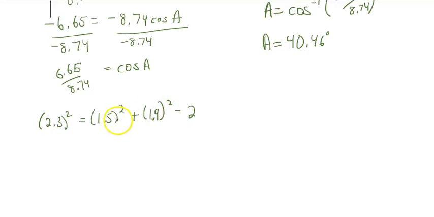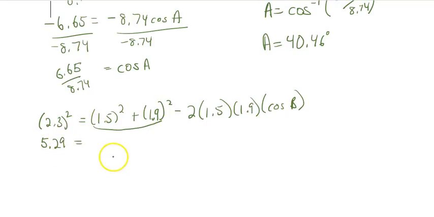Then subtract 2 times the two sides that are over here, so 1.5 and 1.9, times the cosine of angle B because I started with side B. And again, I do this the same way that we did the last one. First, I'm squaring the 2.3, get 5.29. I can go ahead and add these two together and get 5.86. Put my subtract, multiply 2 times 1.5 times 1.9.